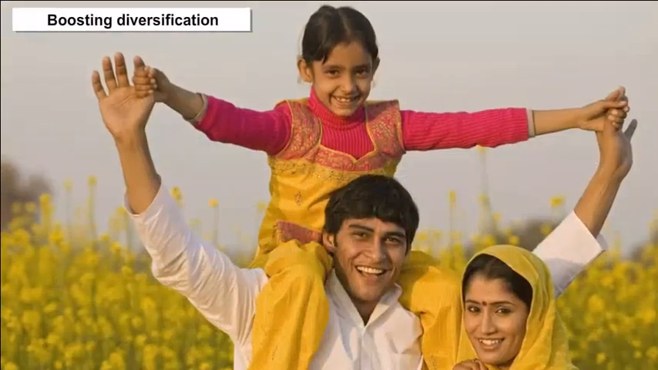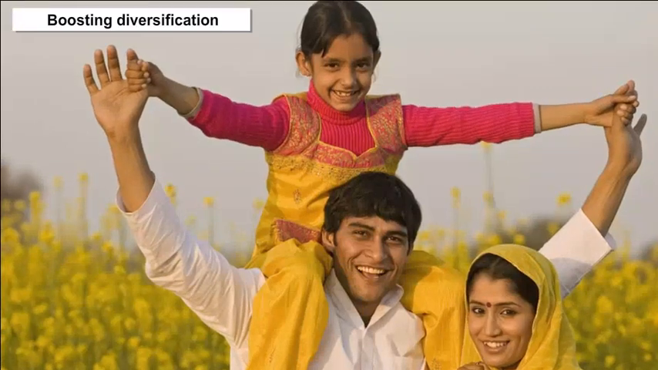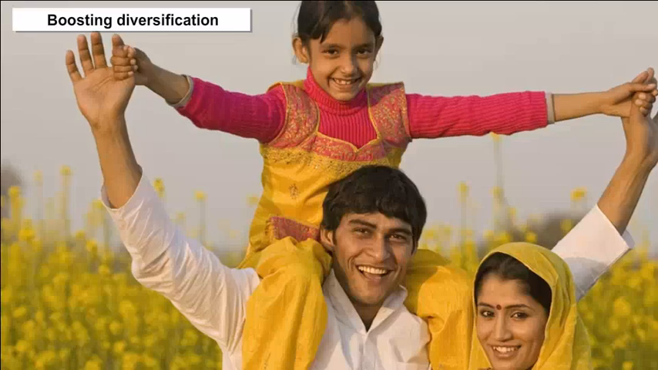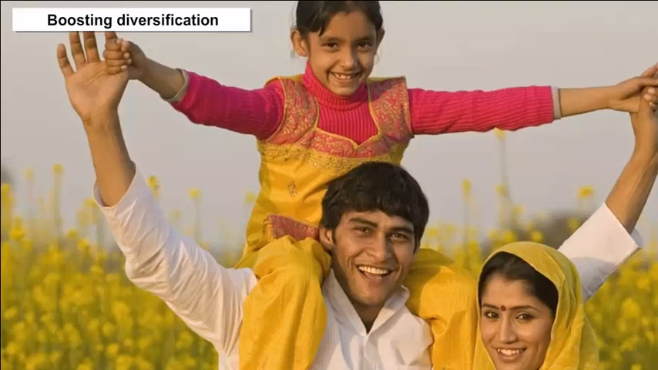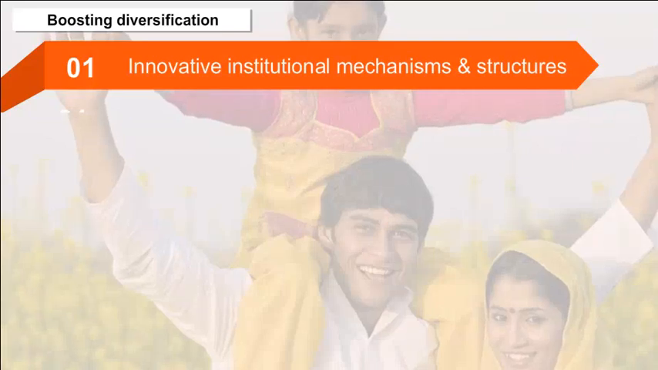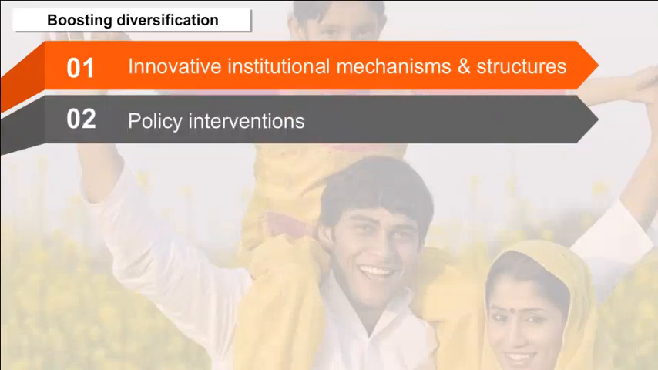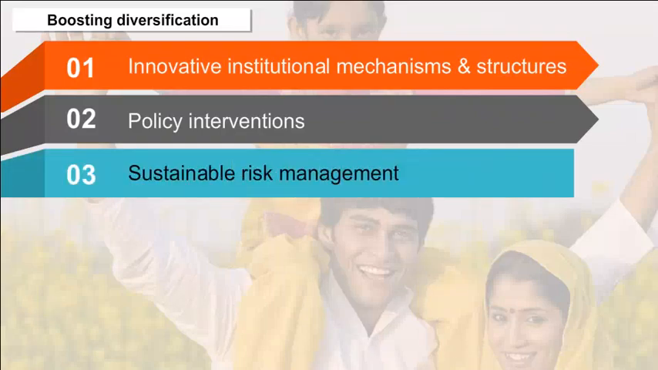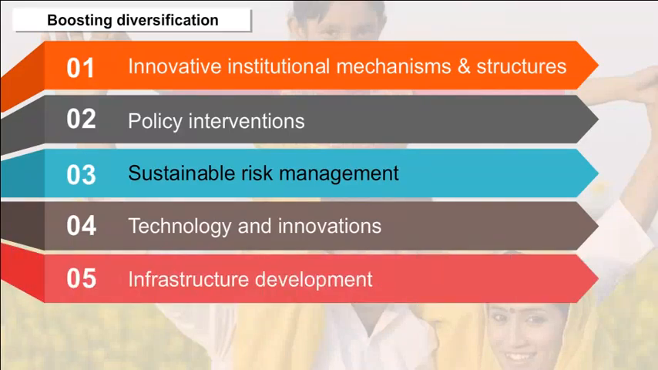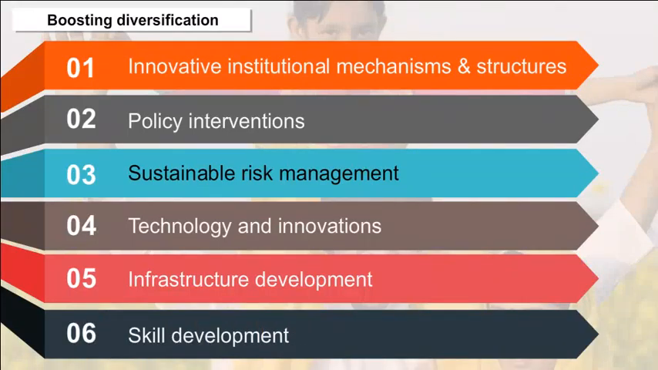Boosting diversification. To further augment the rural income, we need to move up the curve through some key focus areas of intervention. They are: 1. Innovative institutional mechanisms and structures. 2. Policy interventions. 3. Sustainable risk management. 4. Technology and innovations. 5. Infrastructure development. And 6. Skill development.